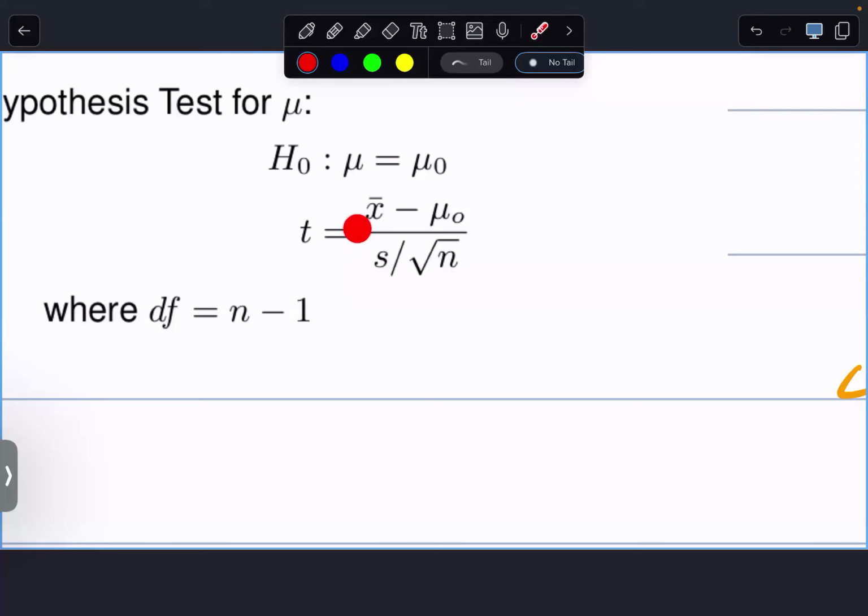But then we calculate our t, which is our test statistic, which says, okay, how far is my sample mean from my hypothesized value, right? My hypothesized mean, taking into account the standard error of x bar.